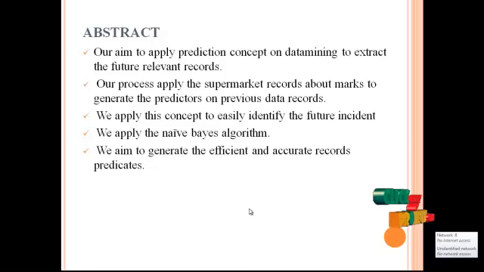After classification, we select any one of the customers, take the details based on customer ID, and identify the product count the customer purchased in the supermarket, and then the maximum product they have purchased. Then we apply the naive-Bayes concept to identify how much money they will spend next month and how many products they will purchase from our supermarket. So we have easily identified the future incident. Our algorithm is very accurate and efficient, and we aim to generate efficient and accurate record predicates.